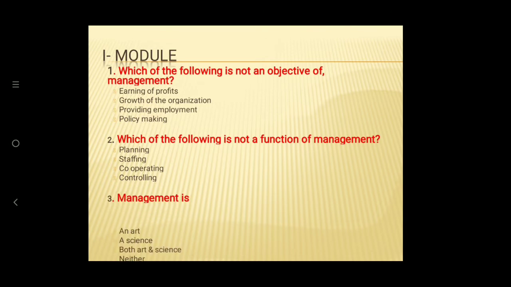The question is related to the nature of management. Management is: Option A, an art. B, a science. Option C, both art and science. And option D, none of the above. So here the right answer is option C, both art and science, meaning applications of both art and science, that is our subject management. Let us move on to the next question.